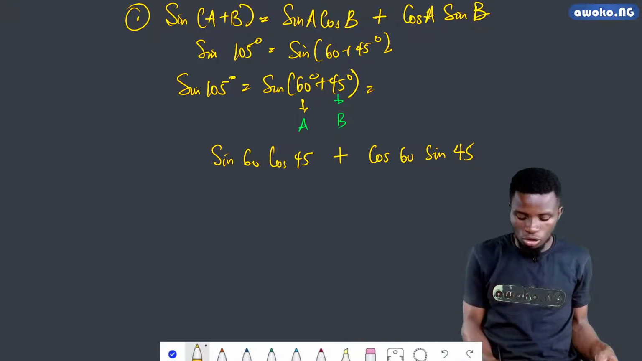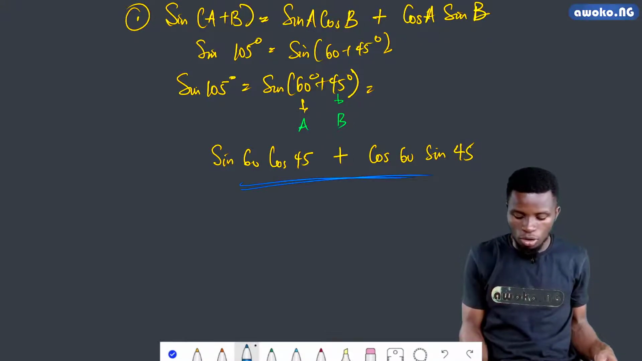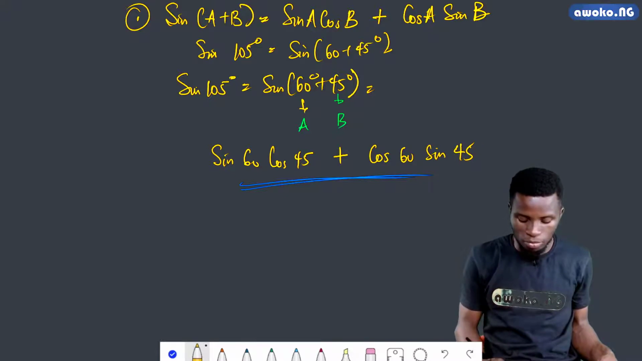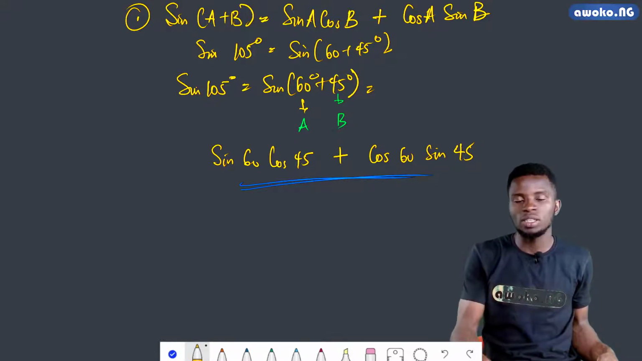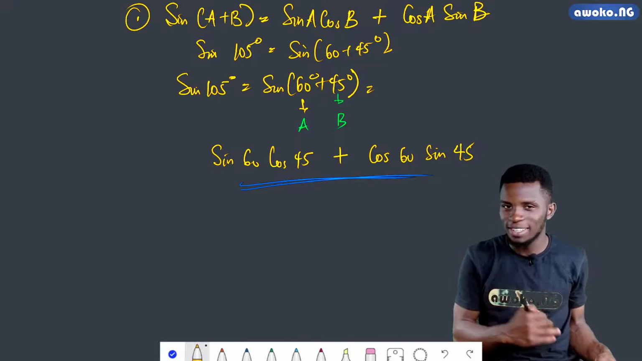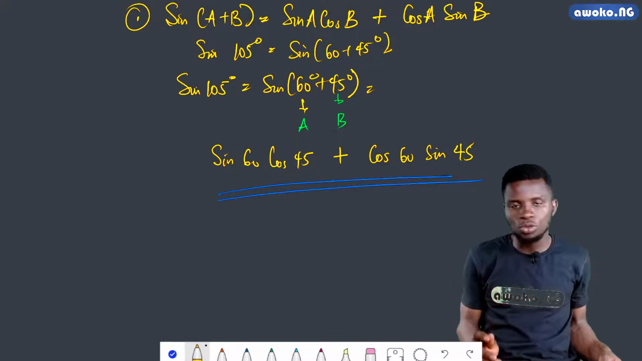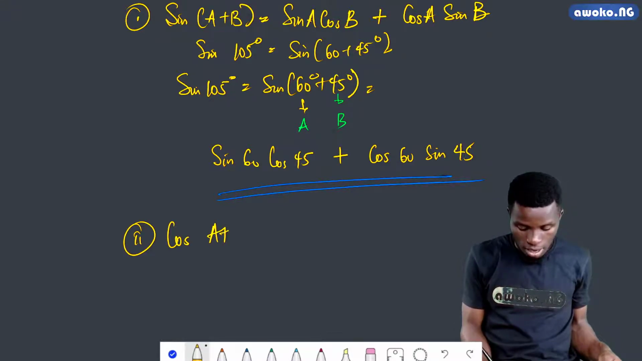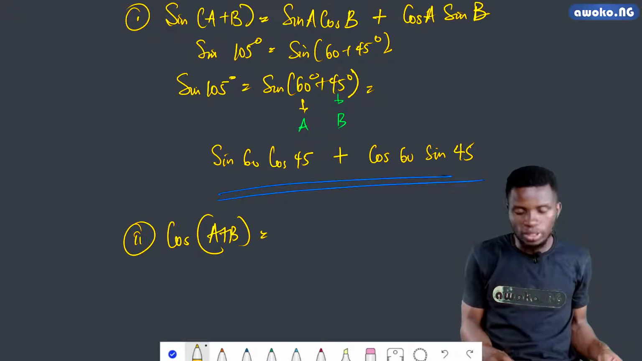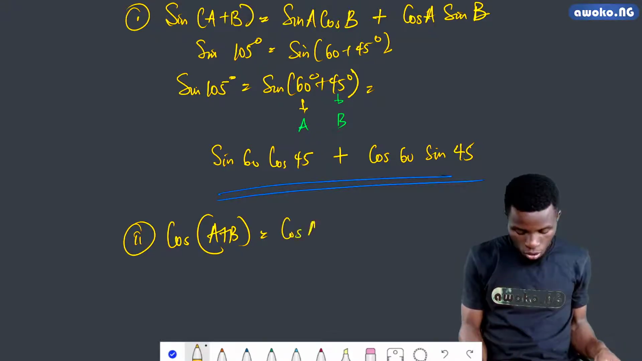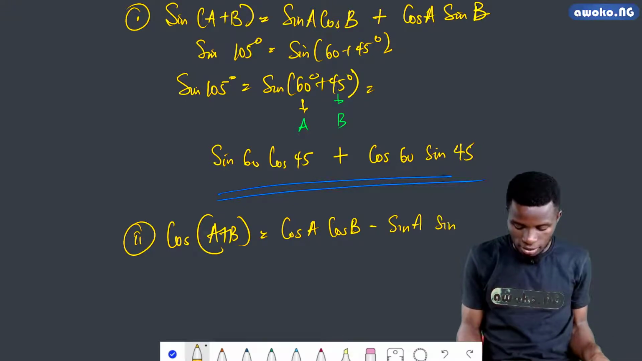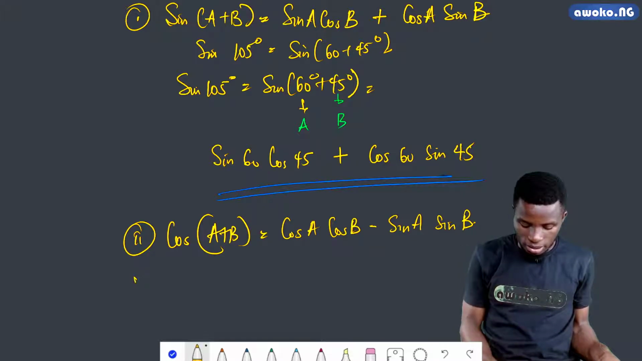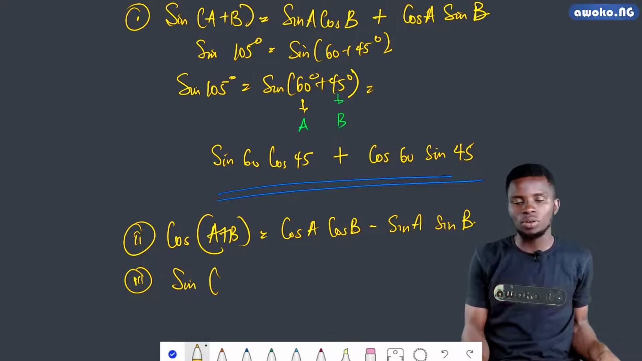Is that okay? I just did this to show you how to apply the first one. The same method will be followed in the subsequent trigonometric identities. Is that understood? The second one to consider is cos A plus B. And cos A plus B is equal to cos A cos B minus sine A sine B.